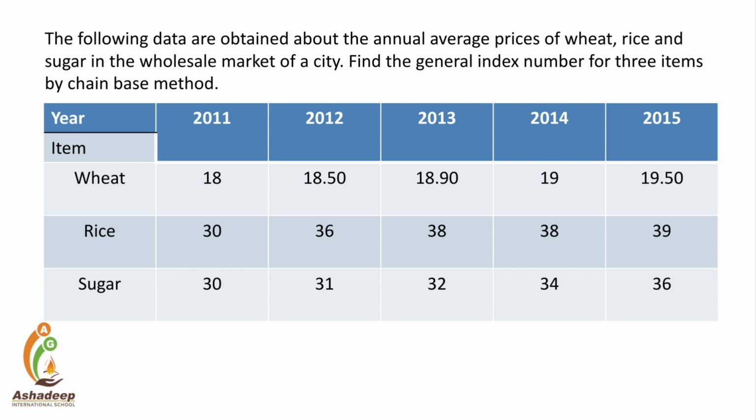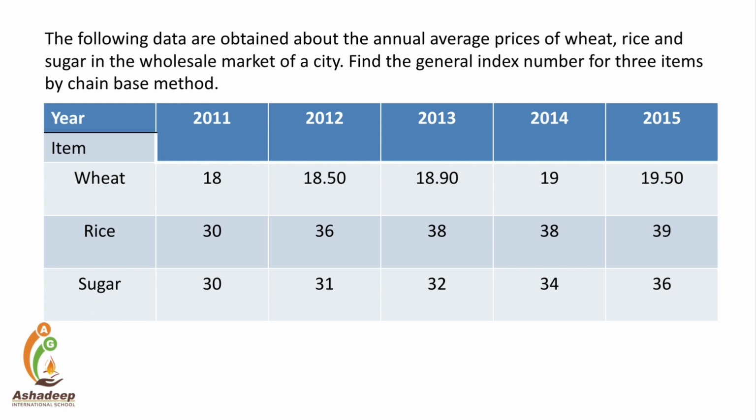Find the general index number for 3 items by the chain based method. In our last session we understood what a general index number is. पिछले सेशन में हमने जाना था कि जनरल इंडेक्स नंबर क्या होता है। जब भी एक से ज़्यादा आइटम्स दी होती हैं तो आप लोग उस आइटम का पहले तो इंडिविजुअल इंडेक्स नंबर फाइंड करोगे, और उस इंडिविजुअल इंडेक्स नंबर को ऐड करके जब डिवाइड करते हो जितने नंबर ऑफ आइटम्स होती हैं उससे, तो आपको मिल जाता है जनरल इंडेक्स नंबर.